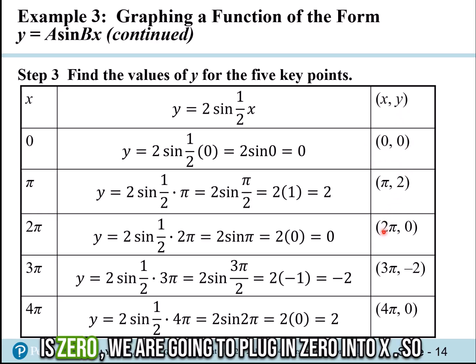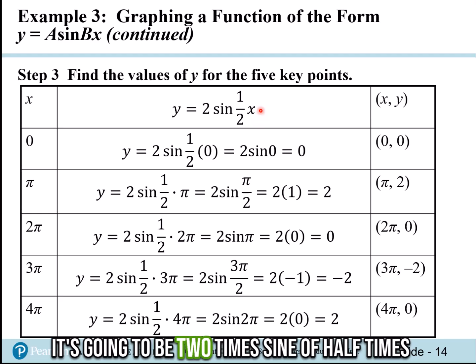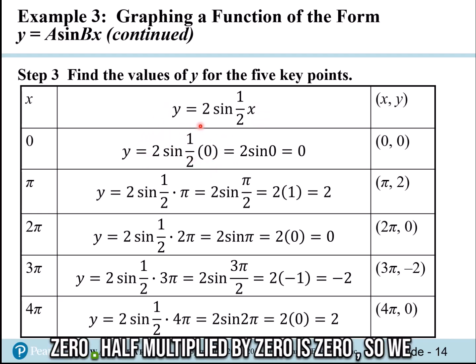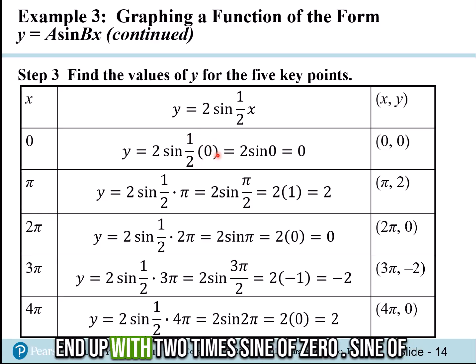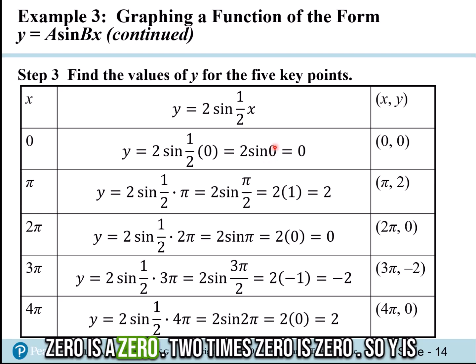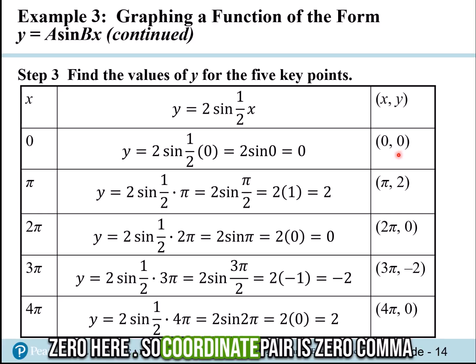So when x is 0, we are going to plug in 0 into x. So it's going to be 2 times sine of half times 0. Half multiplied by 0 is 0, so we end up with 2 times sine of 0. Sine of 0 is 0. 2 times 0 is 0. So y is 0 here. Coordinate pair is 0, 0.